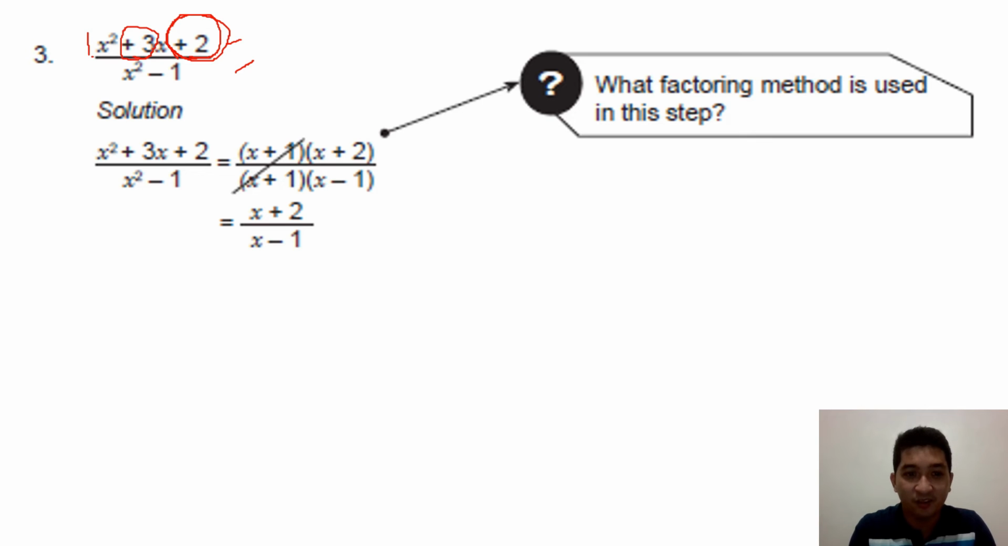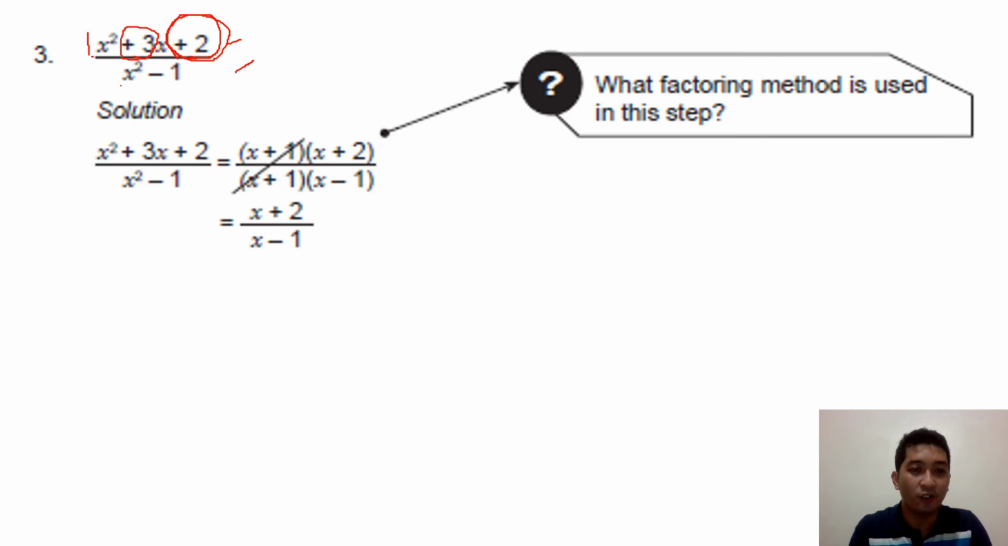And then, rewrite it. So, we have x, ito yon, dalawang x, at saka x. And then, yung factors ng last term na kapag pinag-add, ang sagot ay yung middle term. So, 1 and 2. 1 times 2, 2. 1 plus 2, 3. Okay? Factor mo na. Let's go with the next one.